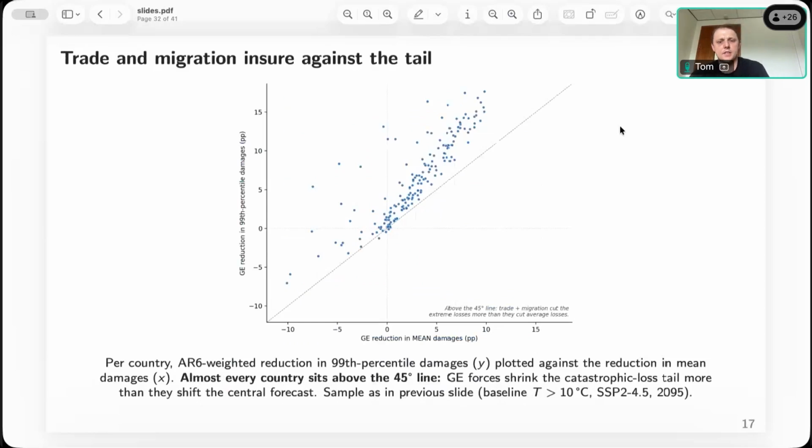But this is just another way of seeing that. On the x-axis here, I'm plotting the impact of trade and migration on the mean damages, and those in general reduce damages for each country. But on the y-axis here, I'm plotting the impact of trade and migration on the 99th percentile of damages, and that is affected more than the mean as the tail shrinks.